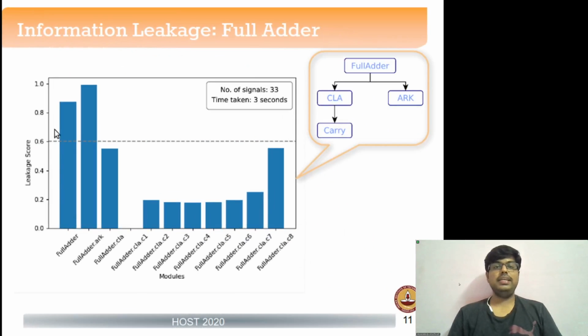Here is the information leakage plot of the full adder circuit. It is evident that the full adder module and the add round key module leak more information, above the threshold, when compared to all of their submodules. This is due to the fact that these two modules have the function of interest which has the secret key.